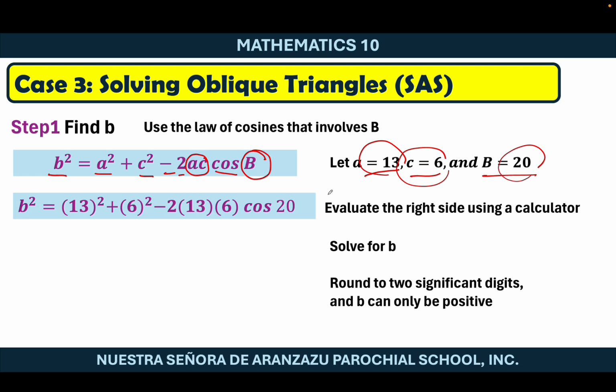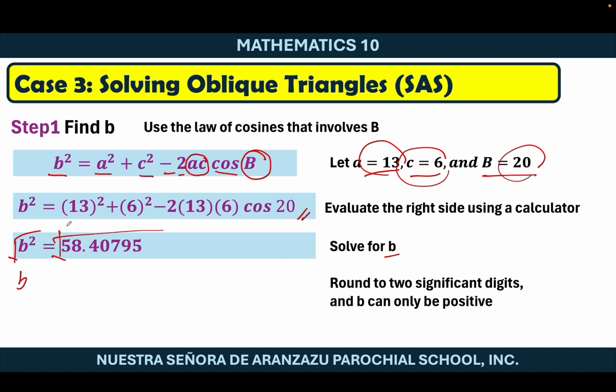So, substitute nyo lang tong tatlo. Pag sinubstitute yan, directly, using your calculator, solve for B. So, direct input na kayo nito sa calculator. So, ang lalabas dyan is 58.40795. Since sinusolve natin is B, para ma-eliminate yung squared natin dito, we have to get the square root both sides. So, your B is equal to the square root of 58.4, and that is 7.6. Okay, so that is the side B.